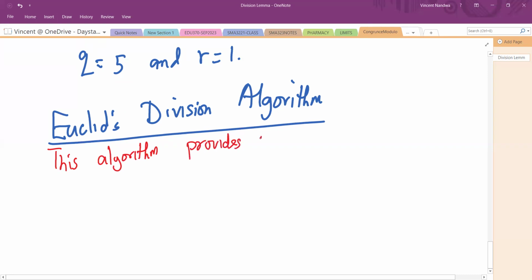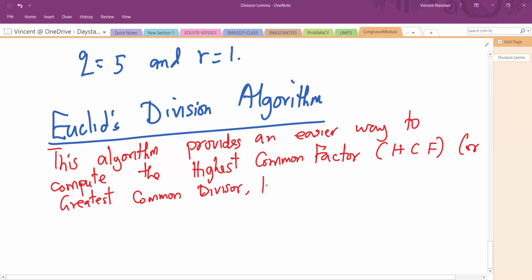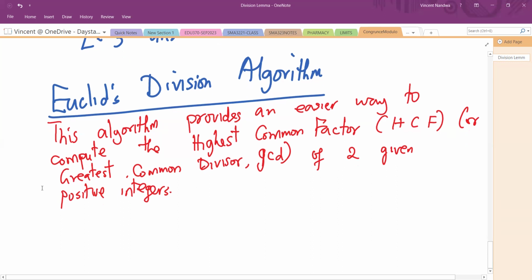So this algorithm provides an easier way to compute the highest common factor. We call it HCF, or we call it greatest common divisor, abbreviated by GCD, of two given positive integers. So let's now give the theorem on how this really works.